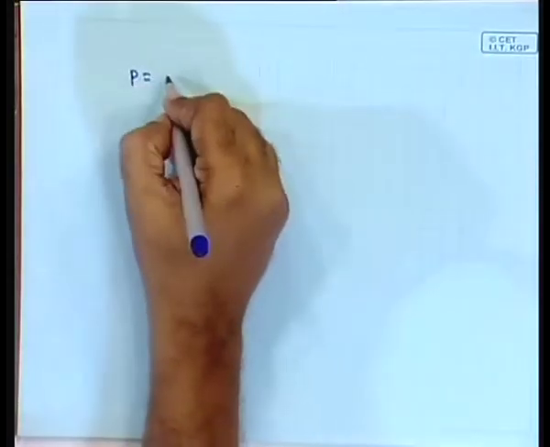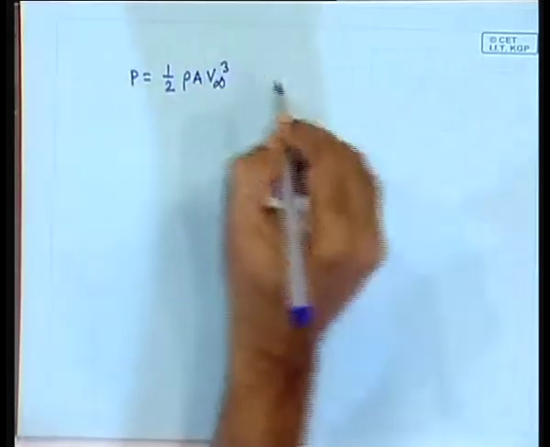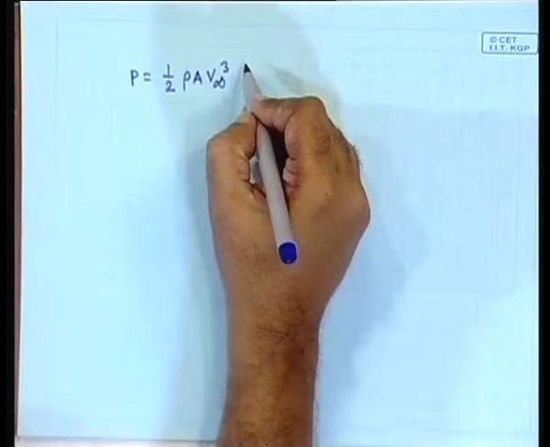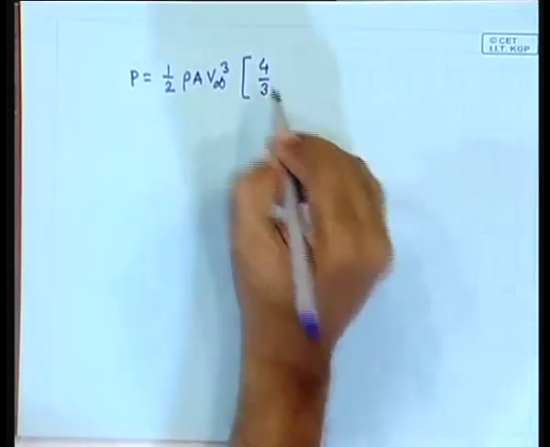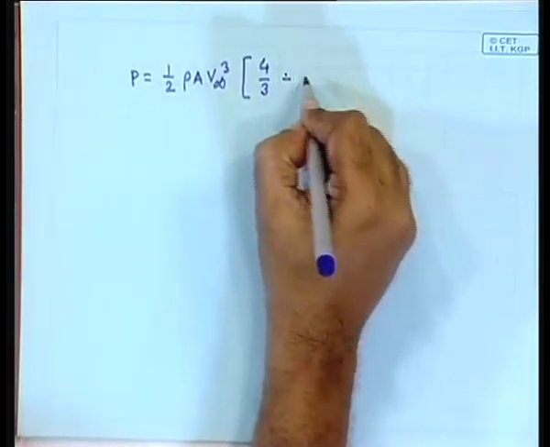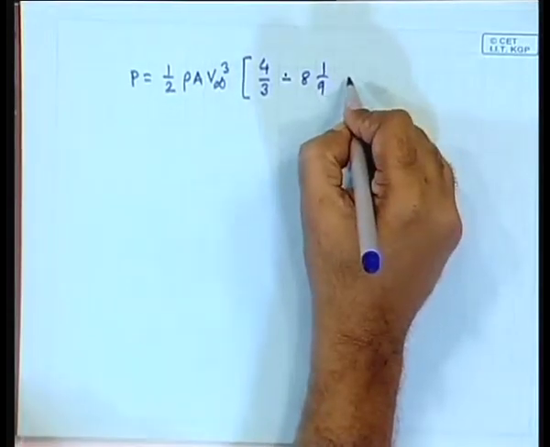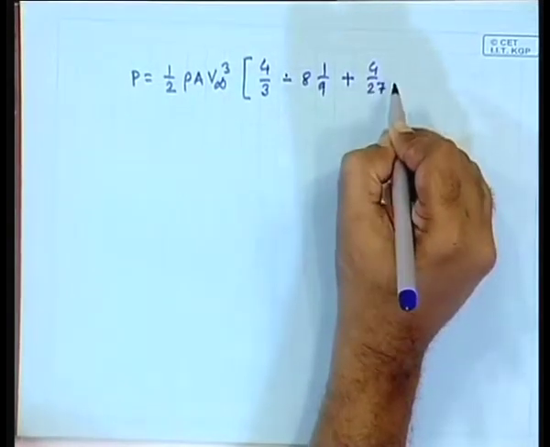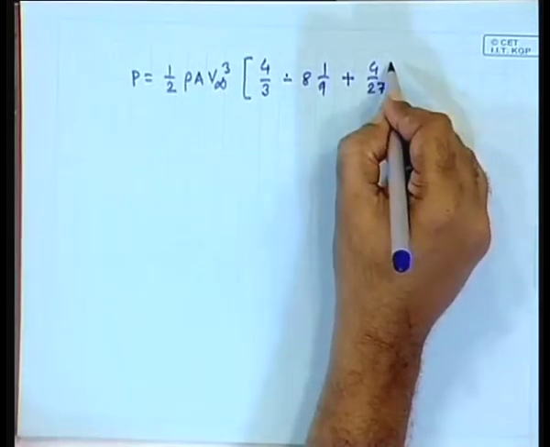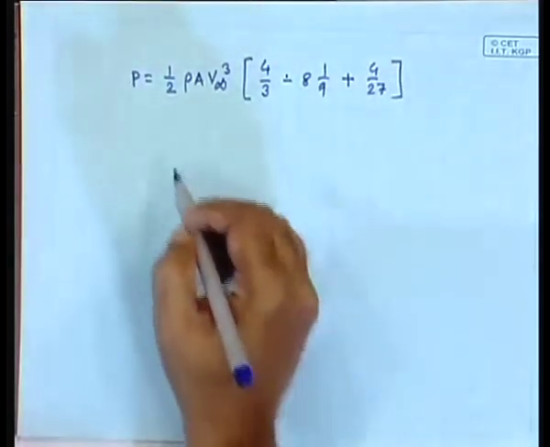P is equal to half rho A V infinity cube times 4 by 3 minus 8 into 1 by 9 plus 4 by 27. 8 by 27 rho A V infinity cube. What do you get ultimately?